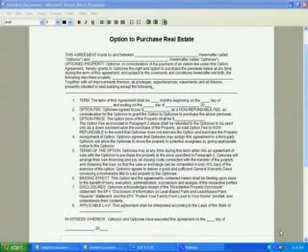Number 8, applicable law. The agreement shall be interpreted according to the laws of the state of, in our instance, it would be the state of Texas, depending on where you are. I know we have students all over the country. Whatever state you're in is what you would put there. In witness whereof, optionor and optionee have executed this agreement on the blank day of blank, 2000 and blank.